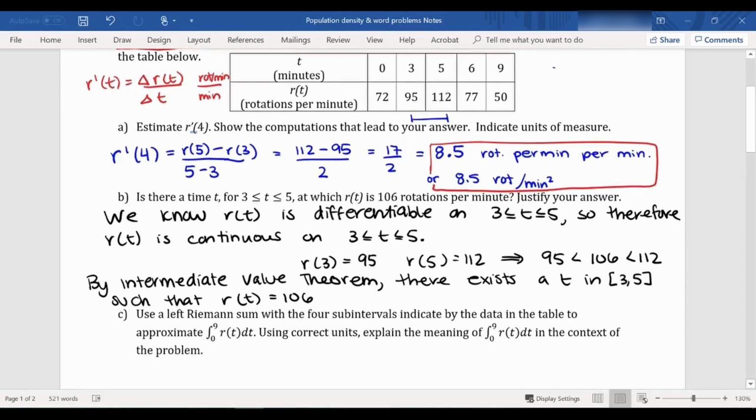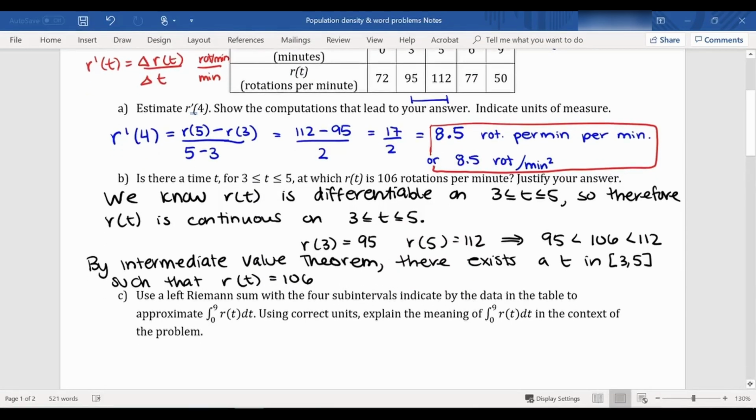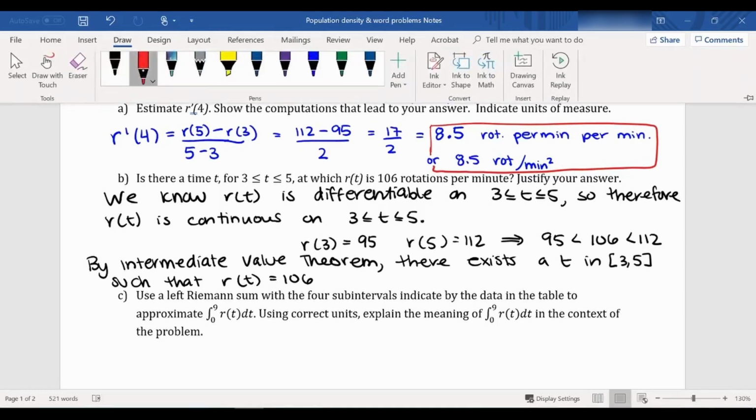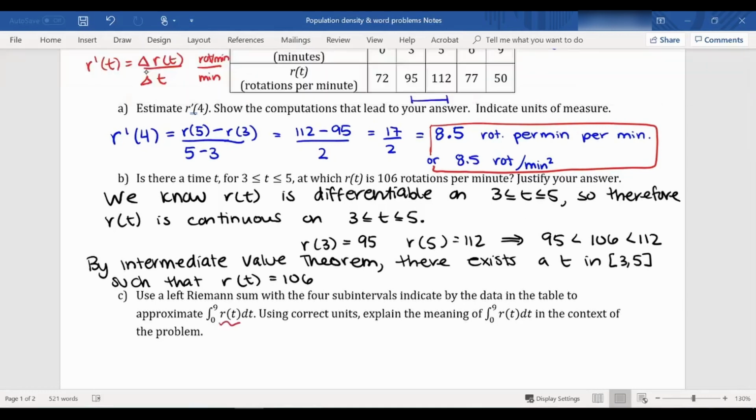Okay, the next one's asking us to use a left Riemann sum with 4 subintervals indicated by the data on the table to approximate the integral of r of t dt. So we know that if I do an integral, my r of t is rotations per minute, dt or delta t, depending on how we want to think of this, is minutes. And so my integral, my units are rotations. Okay, so it's asking us to use correct units.